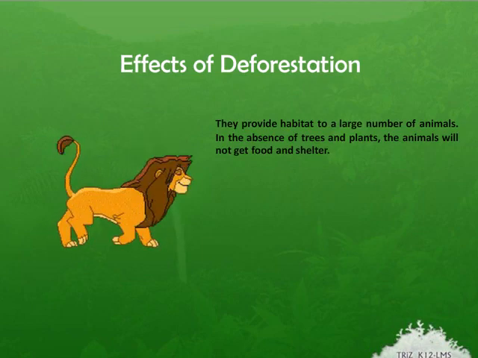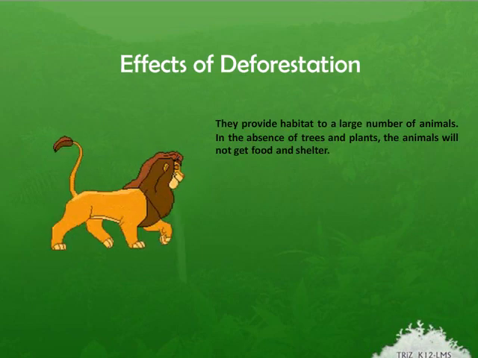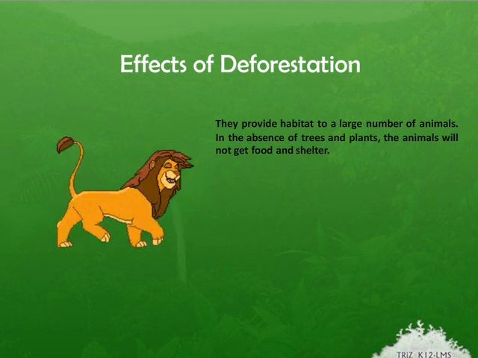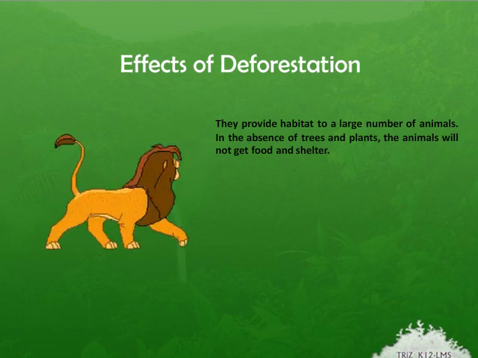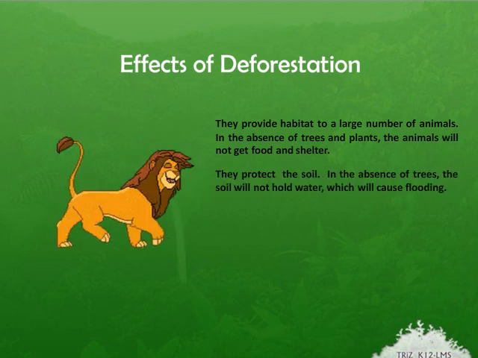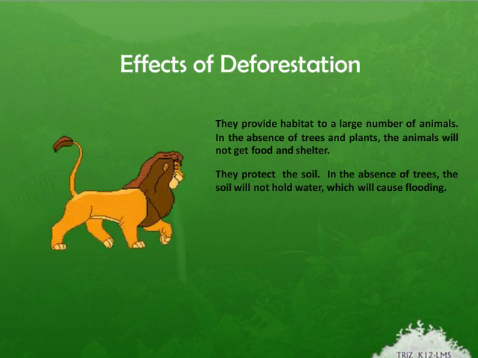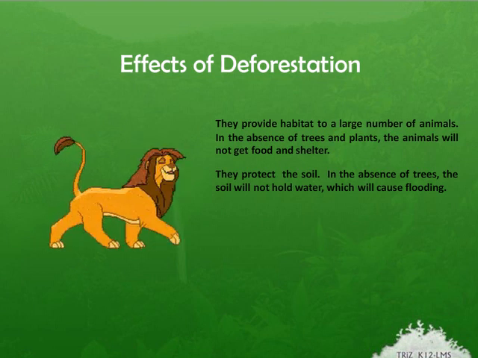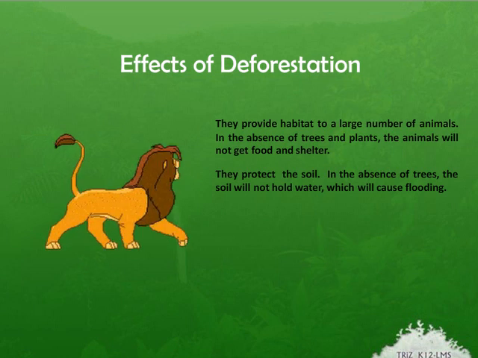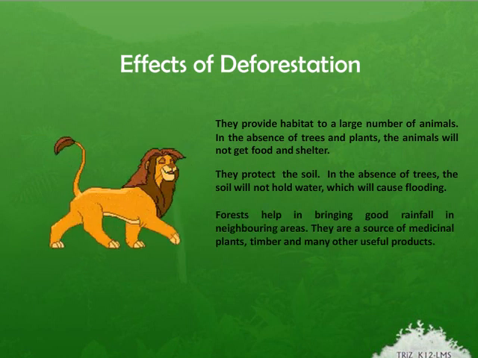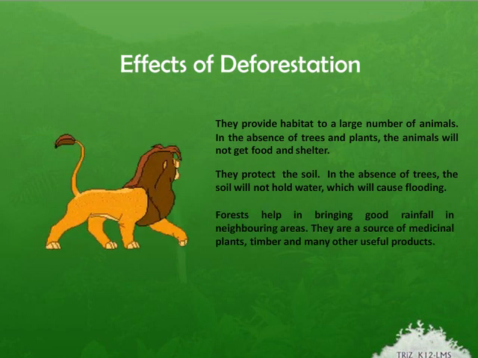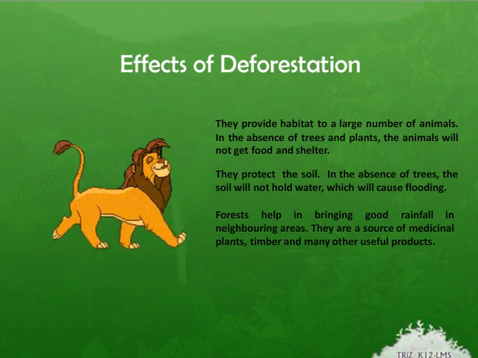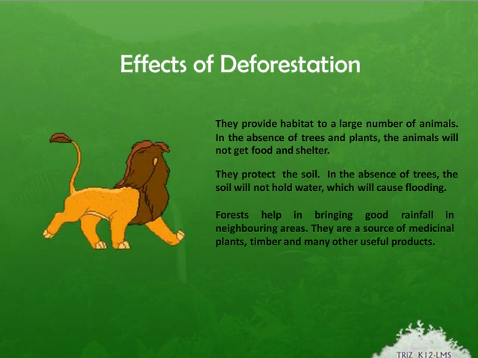They provide habitat for a large number of animals. In the absence of trees and plants, the animals will not get food and shelter. They protect the soil. In the absence of trees, the soil will not hold water, which will cause flooding. Forests help in bringing good rainfall in neighboring areas. They are a source of medicinal plants, timber, and many other useful products.